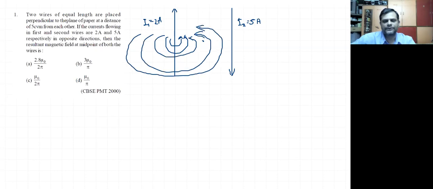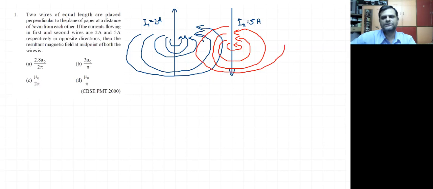Okay, but if we focus on the second wire, then what do we learn about the second wire from the right hand rule? The magnetic field due to the second wire will be directed in this way. So it will also form loops, but these loops will be directed in this way. So the magnetic field of this wire will be like this.